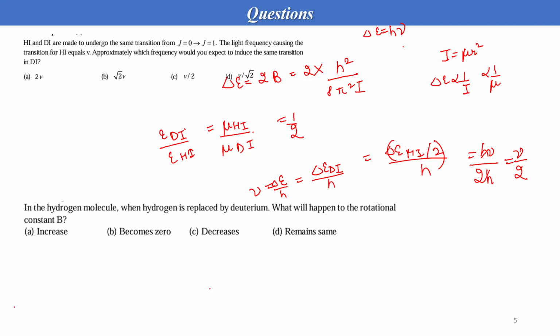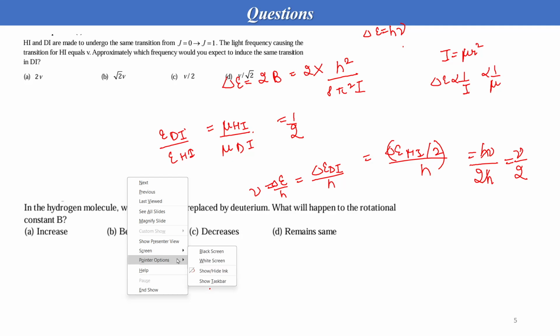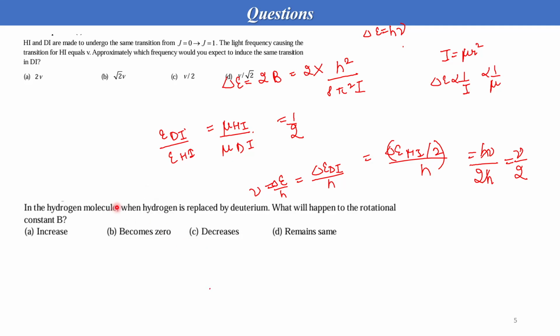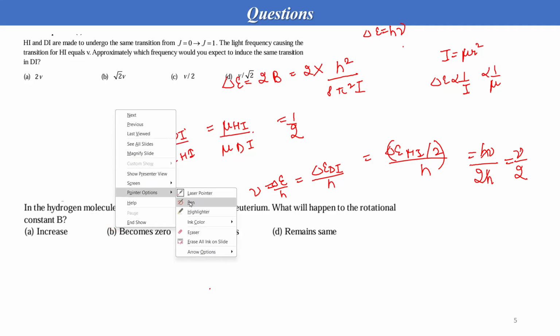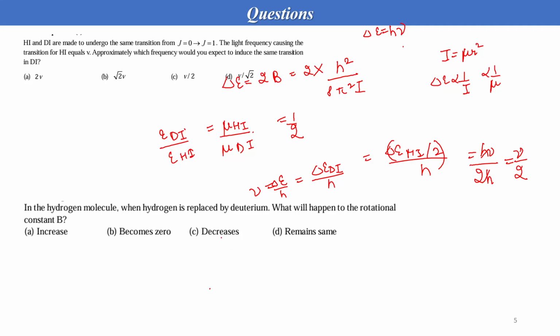Now in the next question, in the hydrogen molecule, when hydrogen is replaced by deuterium, what will happen to the rotational constant B? So now what they have done is that the hydrogen is replaced by the deuterium. Deuterium is an isotope of hydrogen.